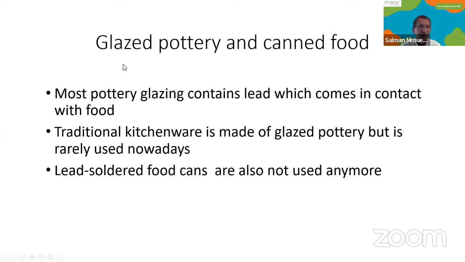Other risk factors: using glazed pottery and canned food. Most pottery glazing contains lead, which comes in contact with food. The traditional kitchenware in Lebanon and in most of the area here was used for cooking and serving food, and it contains lots of lead, but it is rarely used nowadays. Now we rely more on melamine or porcelain, which do not contain that much lead. And also lead-soldered food cans are not being used anymore. So although traditionally listed, they are low-risk factors for lead exposure.